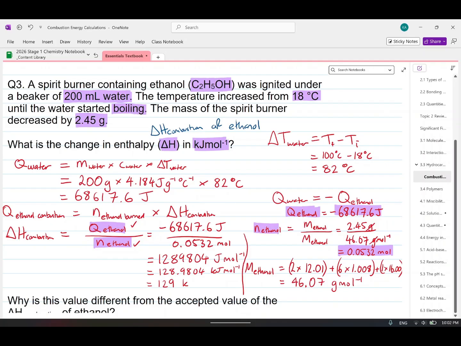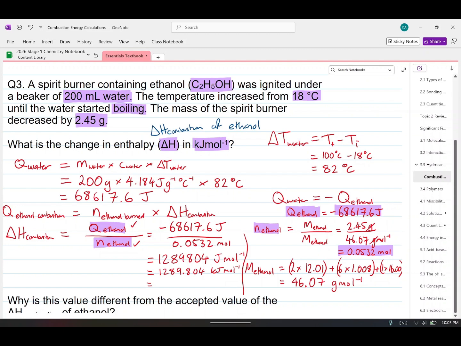The reason I know this is because I know this value should have been in the thousands. So there we go, 1289.804, which will be 1290 kilojoules per mole. Sorry, negative. That is a very easy mistake to make.